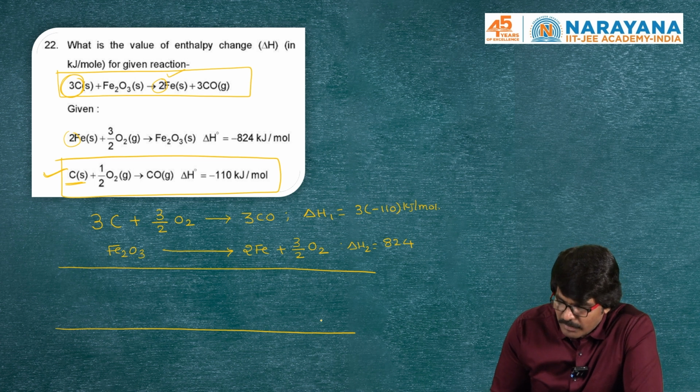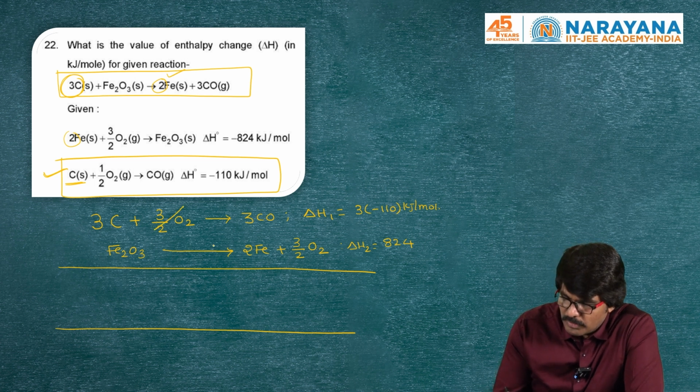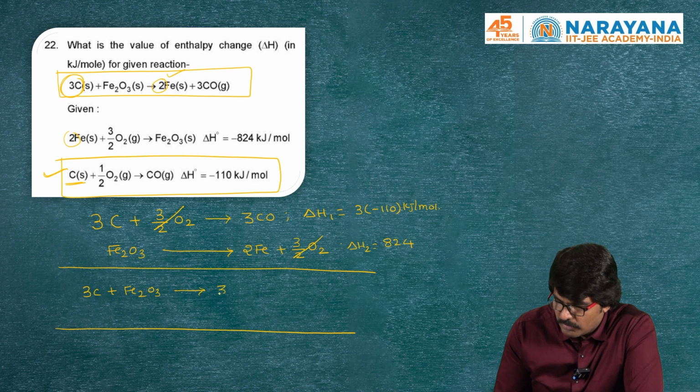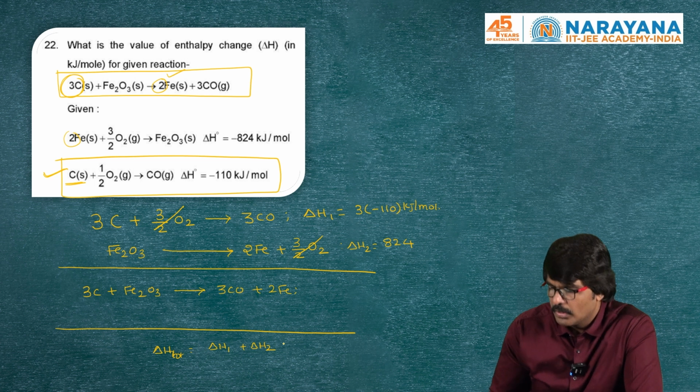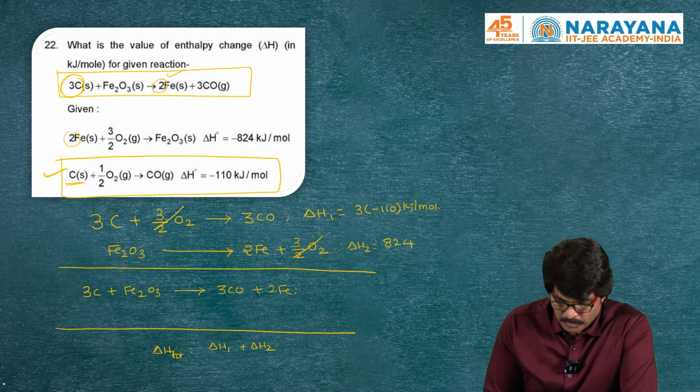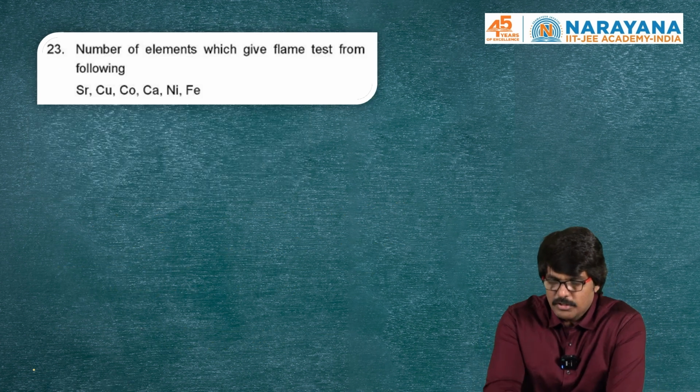When you add both the equations, the 3 by 2 O2 gets cancelled. So that becomes 3 moles of carbon reacts with Fe2O3, that gives 3 moles of carbon monoxide and 2 moles of iron. When the reactions are added, same thing, delta H of the process is delta H1 plus delta H2. So that is the answer. So let us move on to the next question.